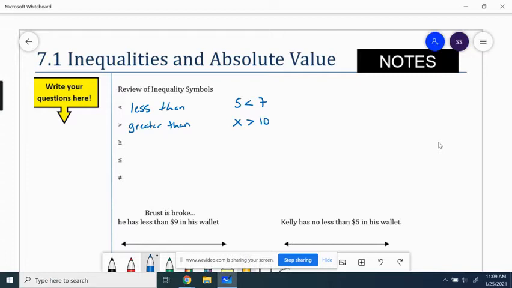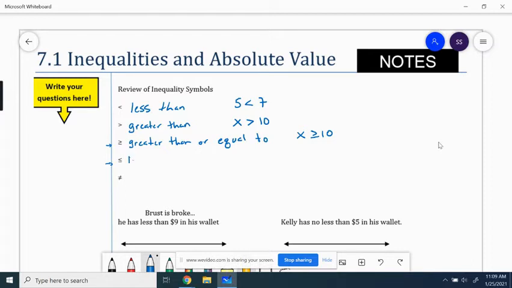So that would mean x could be any value, but it has to be bigger than 10, but not equal to 10. All right, and then this line underneath here for both of these means or equal to. So think about it as half of an equal sign. So this is greater than or equal to. So if I had x is greater than or equal to 10, that means x could be any value above 10 or it could include 10.